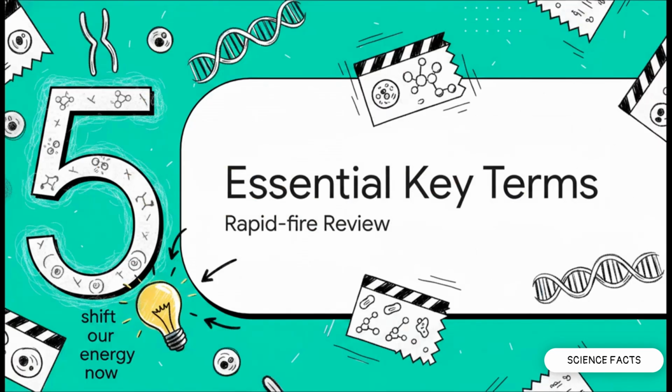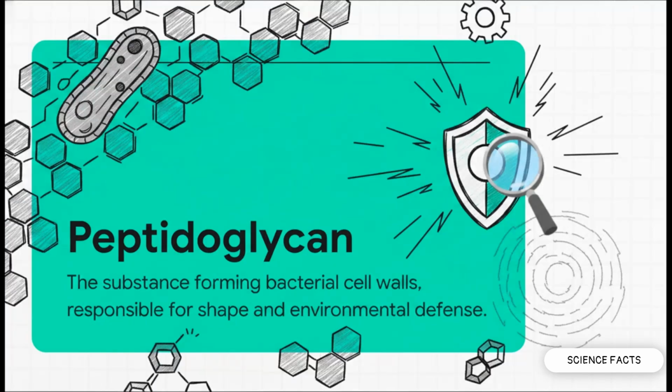Section 5. Mastering essential key terms. Let's completely shift our energy now. We're going to lock in some essential vocabulary, moving from basic bacterial structures all the way up to complex human biology. First up, peptidoglycan. We actually mentioned this a minute ago as a unique identifier for bacteria. Think of peptidoglycan as the armor of the bacterial cell. Its primary job is structural protection, ensuring the cell maintains its specific shape while actively defending it from environmental stress.